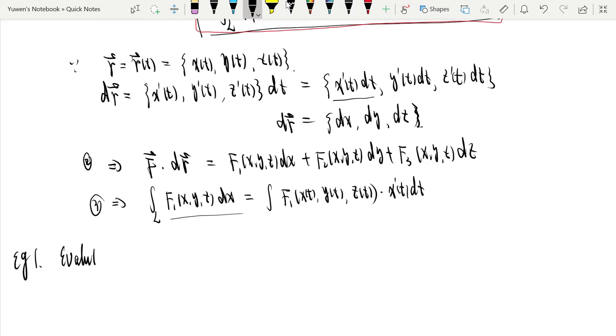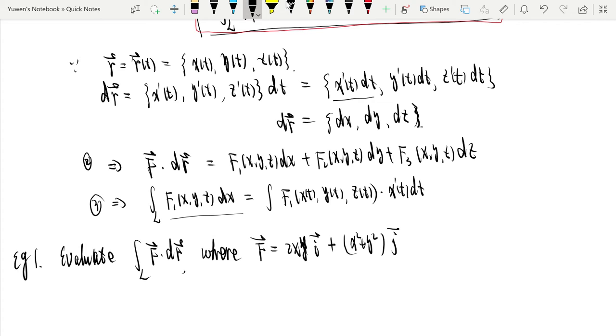First, evaluate the line integral of F dot dr, where F equals 2xy i plus (x squared plus y squared) j, and L is a circle, x equals cosine t, y equals sine t, and t from 0 to pi over 2.